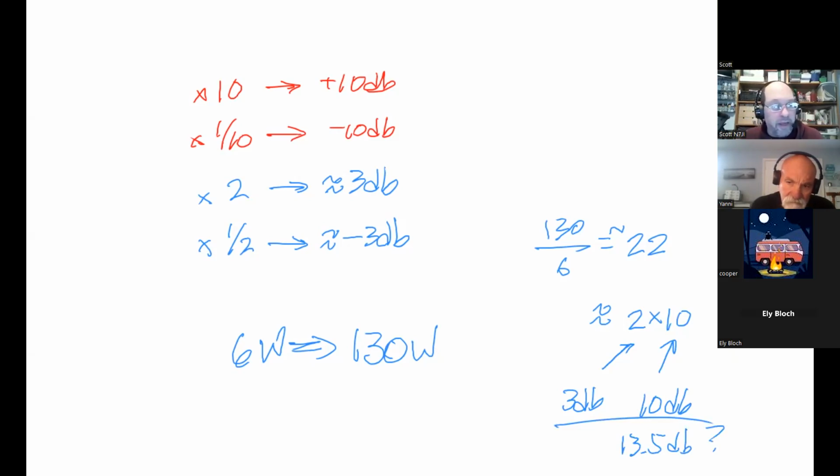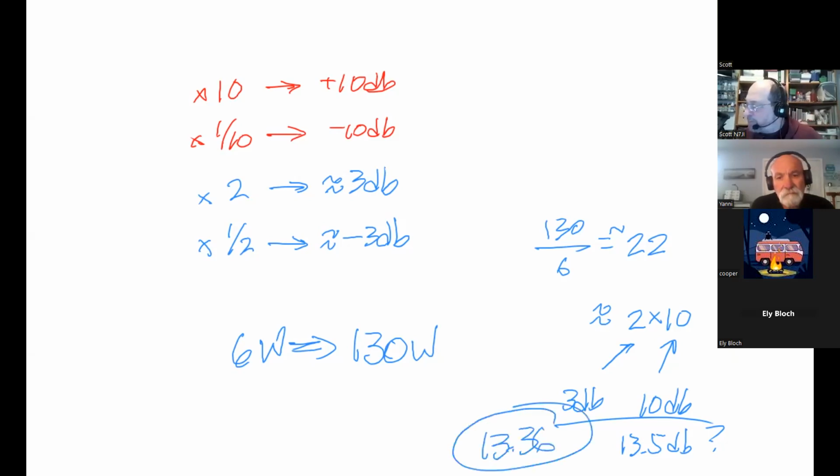So I can grab my calculator and let's see, 130 divided by 6. And I can do a log base 10 and multiply by 10. And look at that. I get 13.36. As they say, close enough for government work. That would be an engineering approximation. And did I have to do anything other than multiplying by 2s and multiplying by 10s? And the answer is no.